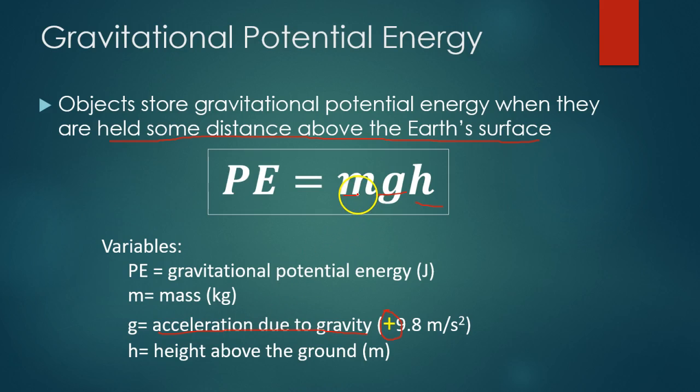So to calculate potential energy, we're going to take the mass and multiply it by positive 9.8, and then we're going to multiply that by the height you are above the ground.